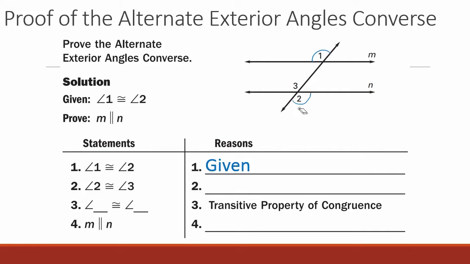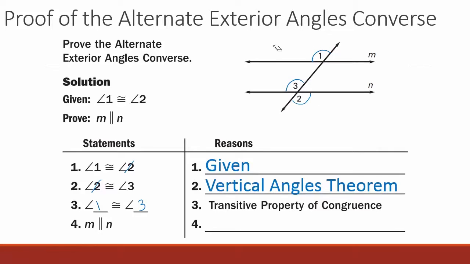Because I know that angle 2 is a vertical angle to angle 3, then I know that angle 2 is congruent to angle 3 using the vertical angles theorem. Looking back at step 1 and 2, I notice that angle 2 is common for both, so I can get rid of this middle guy, and using the transitive property of congruence, I can say that angle 1 is congruent to angle 3.